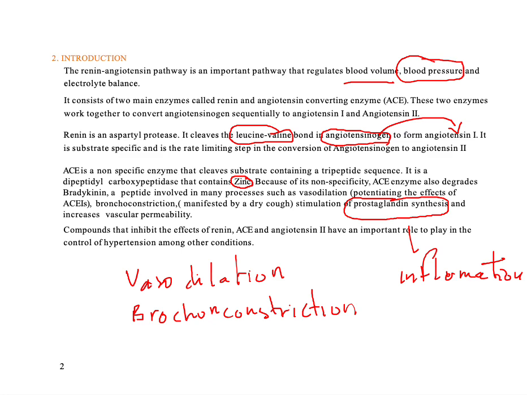Now, when you take a look at some of the ACE inhibitors on the market, they often have a side effect of a dry cough. That dry cough is because of the fact that it can cause bronchoconstriction. When those ACE inhibitors are taken, they also prevent the degradation of bradykinin, and that's going to lead to bronchoconstriction, prostaglandin synthesis, and increased vascular permeability. So it leads to that dry cough that we see. Now, the compounds that inhibit the effect of renin, ACE, and angiotensin 2 will have an important role to play in the control of hypertension, and there are other conditions that those compounds also play an important role in.